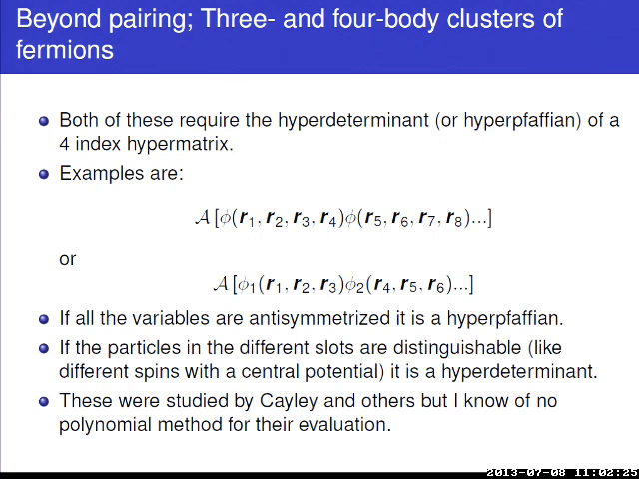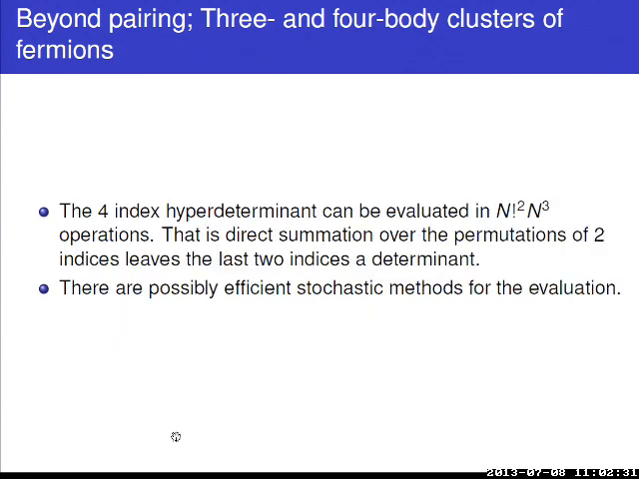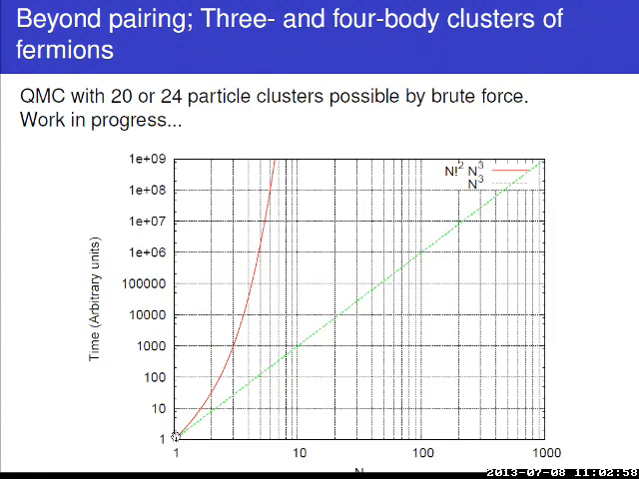See, Cayley and others, but I know of no polynomial method for these. So for the 4-index hyperdeterminant, you can evaluate it in n factorial squared n cubed operations. This is just if you do a direct summation over the permutations of two of the indices, and the last two then become a determinant. I'm trying to work on stochastic methods to do this. Here's n cubed on this log scale, and here's n factorial squared n cubed, which, as you already guessed, is horrible.